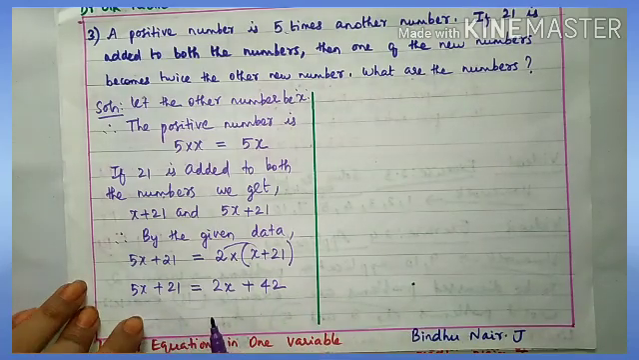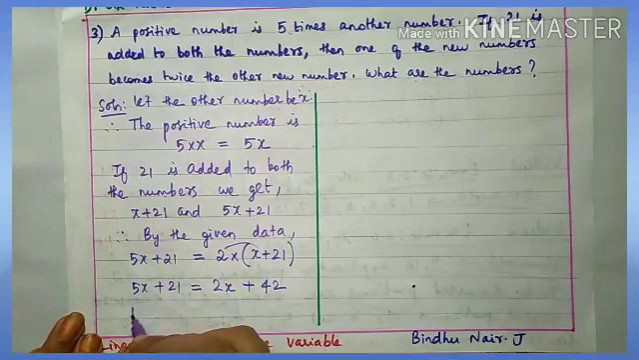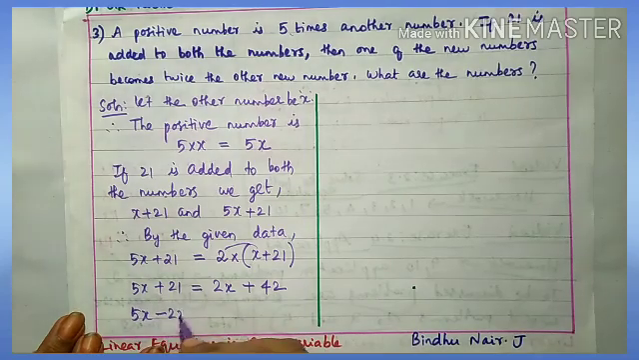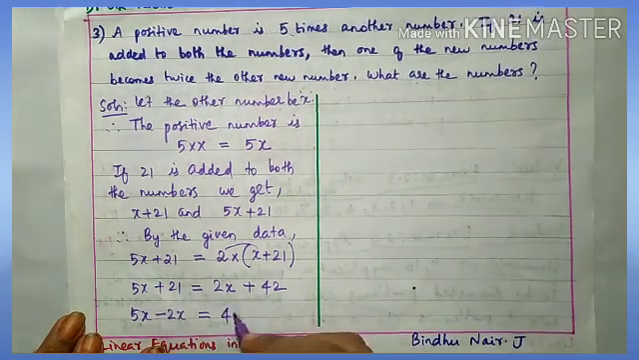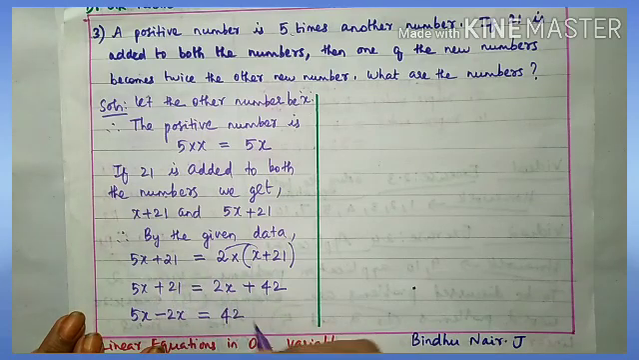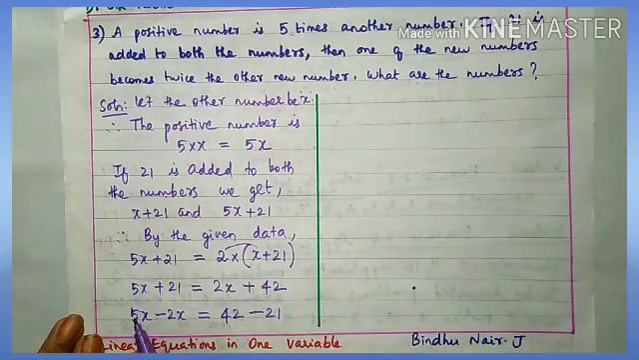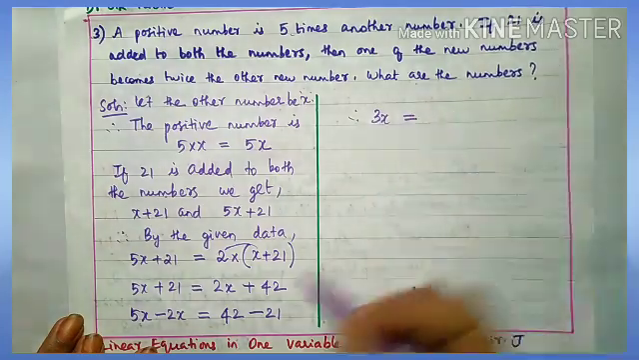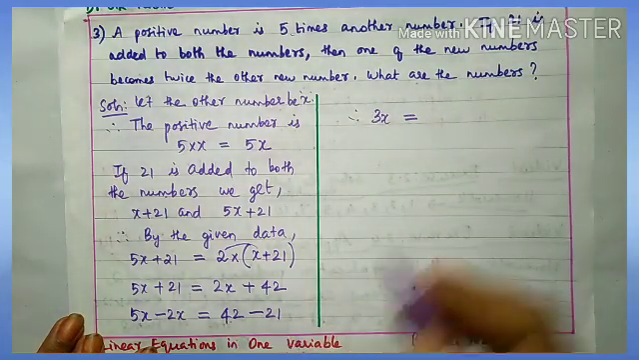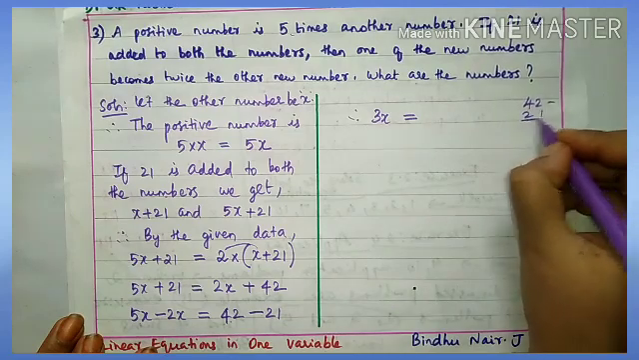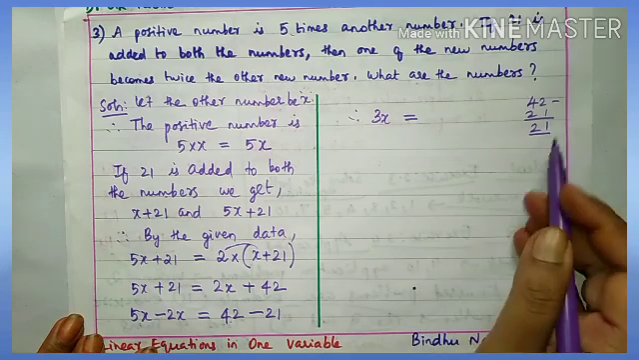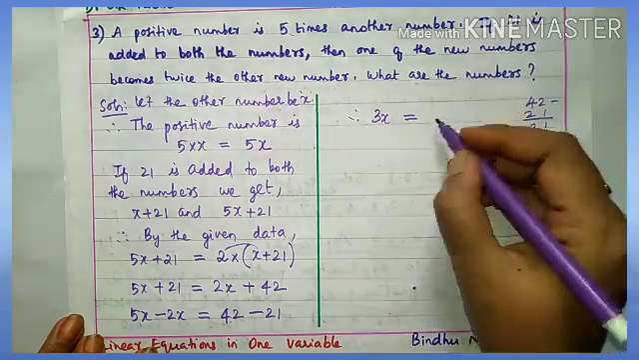Now what do we want to do? Collect all the x on one side. So 2x I am bringing here, it becomes negative, 5x minus 2x equal to 42 is already there. Bring this 21 to this side, it becomes minus 21. Next step, what is 5 minus 2? Yes, 3x. Therefore, 3x is equal to 42 minus 21. What is 42 minus 21, children? Yes, because 42 is the double of 21, the answer is 21. So, 3x is equal to 21.